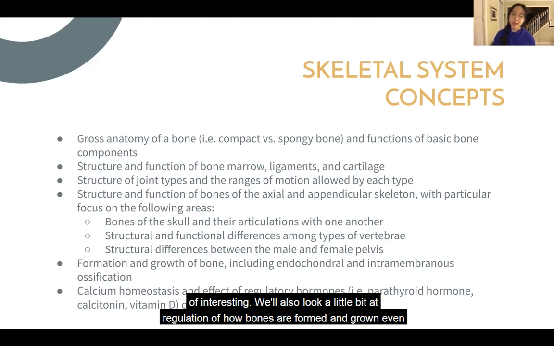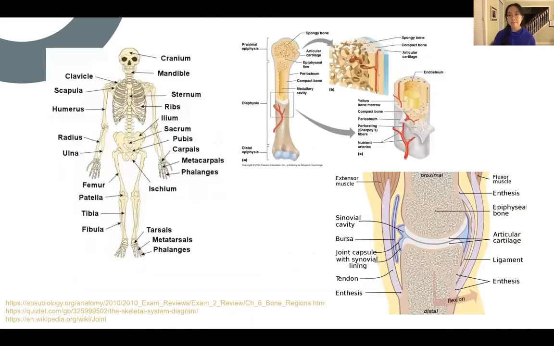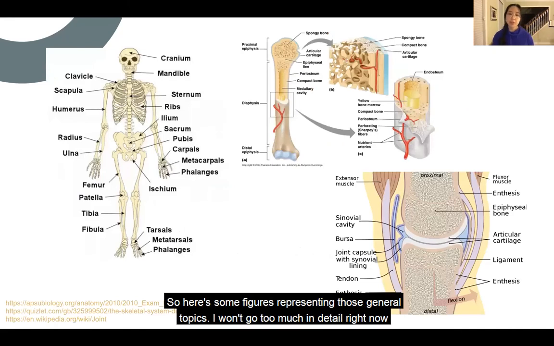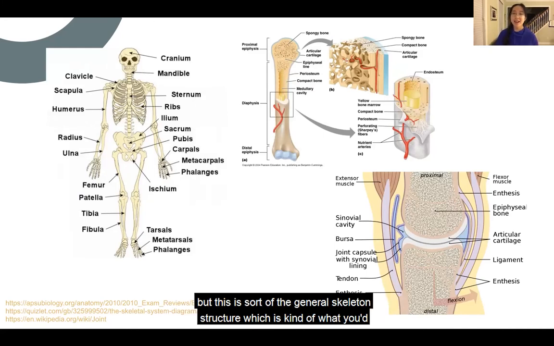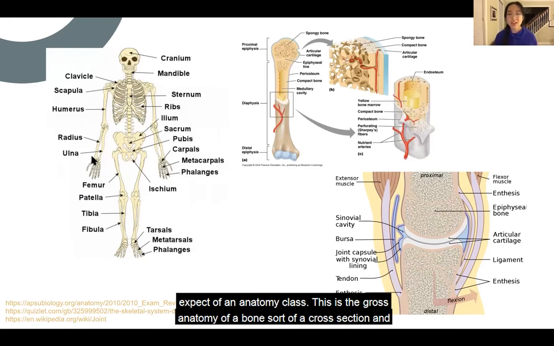We'll also look a little bit at regulation of how bones are formed and grown, even in adults, how that delicate balance is achieved between bone deposition and bone remodeling. So here are some figures representing those general topics. I won't go too much into detail right now, but this is the general skeleton structure, which is kind of what you'd expect of an anatomy class. This is the gross anatomy of a bone, a cross section and what everything looks like inside.